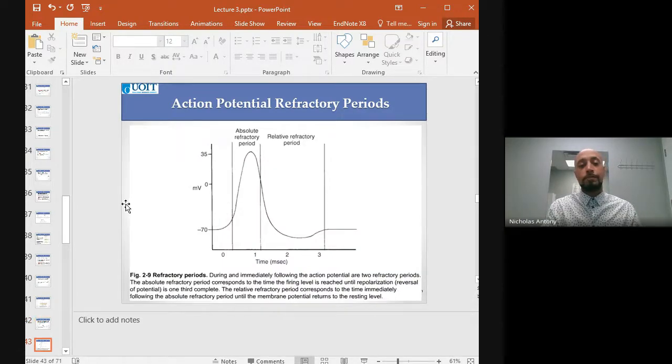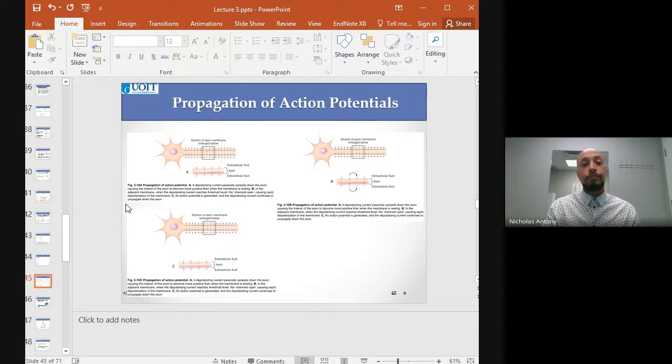Here's another diagram. Madison's asking a question. During a relative refractory period, would you just need to increase the stimulus? Yes, same thing. The difference is just greater. So Madison's saying that you would still need to get to the threshold potential of minus 55 to get the voltage gated sodium channels to open. It's just a greater change. Yeah, that's perfect.